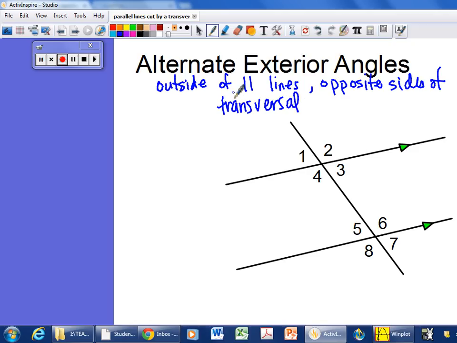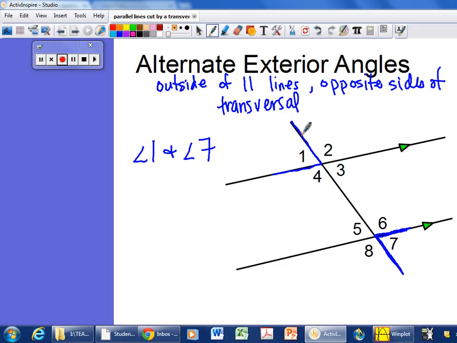Okay, alternate as in opposite sides of the transversal and outside of your parallel lines. So here is an angle that is outside of the parallel, angle 1, and we have to go outside and alternate. So if this is on the left side here of our transversal, the one that connects with it is number 7, also on the opposite side of your transversal. This one's on the right side and outside. So angle 1 and angle 7 are a pair of alternate exterior angles.